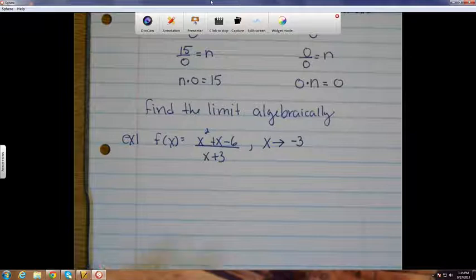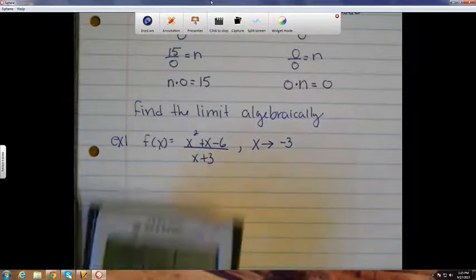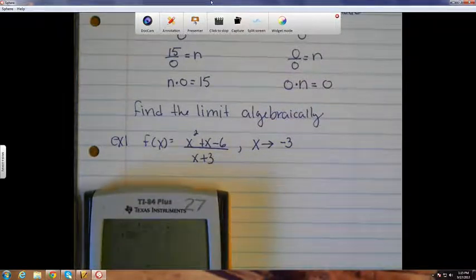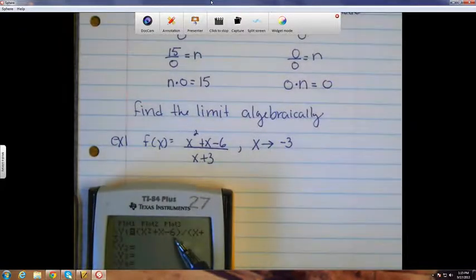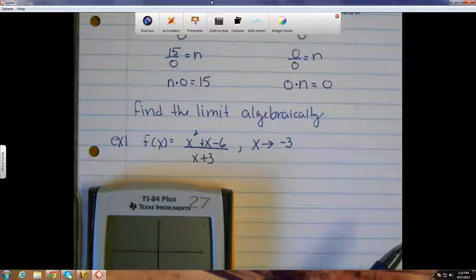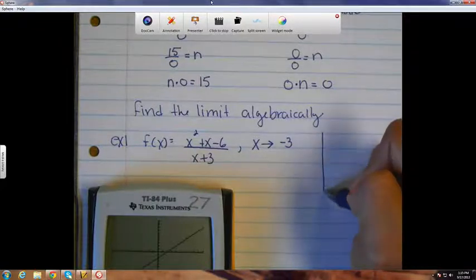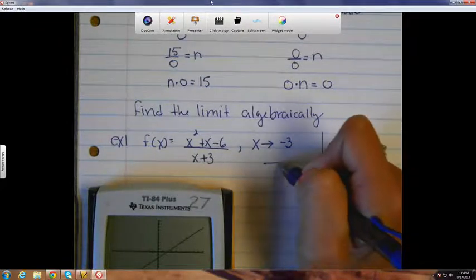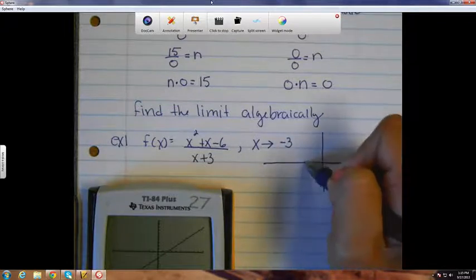So, let's plot the graph. Emily, we're going to plot the graph on our paper. So I typed it in already: x squared plus x minus 6 divided by x plus 3. Graph. Nice linear function. And I know when x is negative 3, there's going to be that hole in the graph.